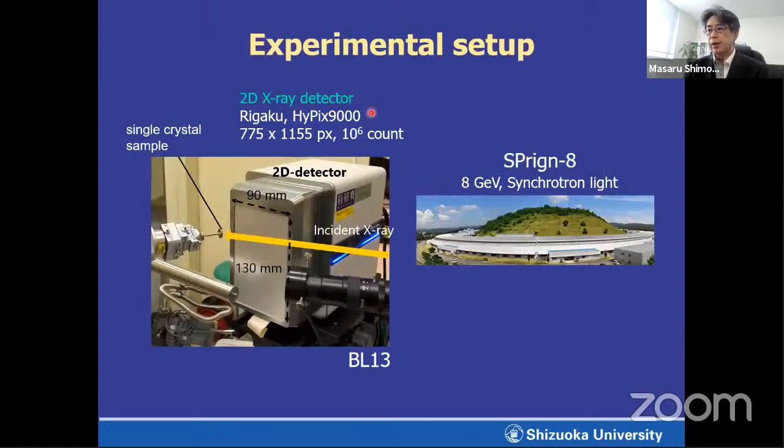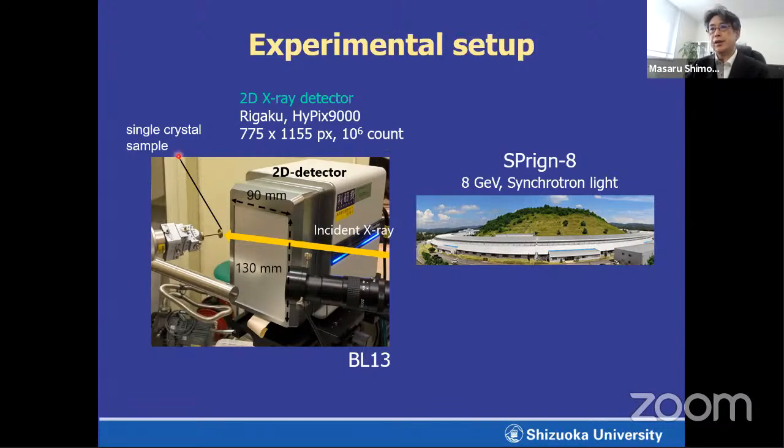And let me explain about the experimental setup. This is the 2D X-ray detector that we used. It is made by the Rigaku company, and the name of the detector is HiPix 9000. It includes 775 by 1155 pixels, and each pixel can handle a 10^6 count rate.